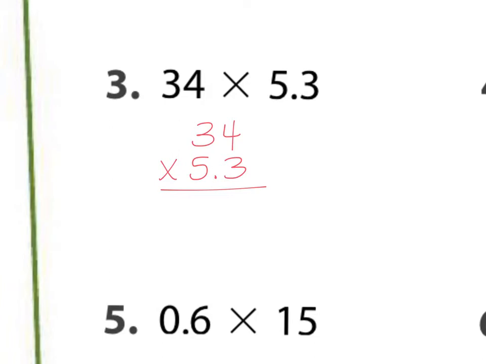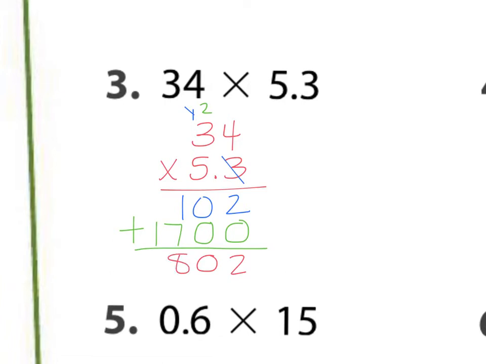So 4 times 3 is 12. Put your 1 and then your 2. 3 times 3 is 9, plus 1 is 10. At this point, I'm done with the 3, done with the 1. I'm going to put my 0 down here as a placeholder. 5 times 4 is 20. Put your 2 and your 0. 5 times 3 is 15, plus 2 is 17. Then I'm going to add, and I'm going to get 1802. So let's look back up here at our factors.